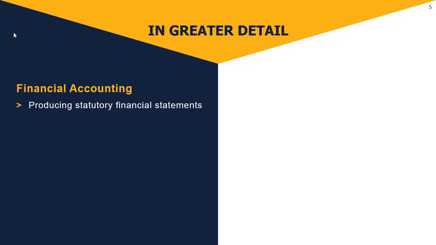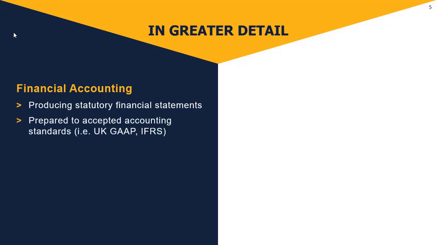Drilling down into a bit more detail on both, financial accounting requires statutory financial statements. That just means there is a legal requirement to produce the statements. They're prepared in accordance with accepted accounting rules and principles, UK GAAP, generally accepted accounting principles, and international financial reporting standards, which is IFRS. There's not a lot of difference between the two. You can probably achieve double compliance in most cases. Certainly for the purposes of this paper you can.